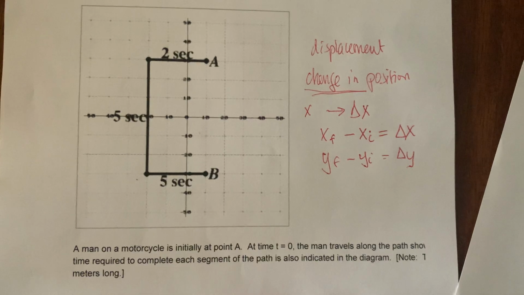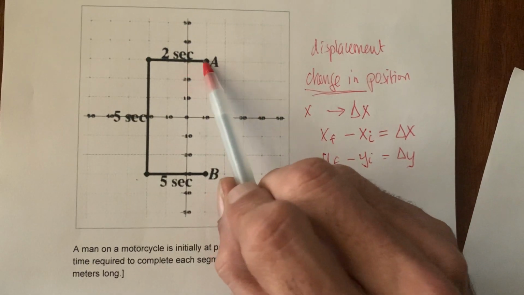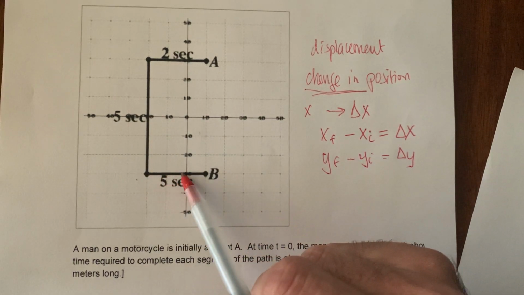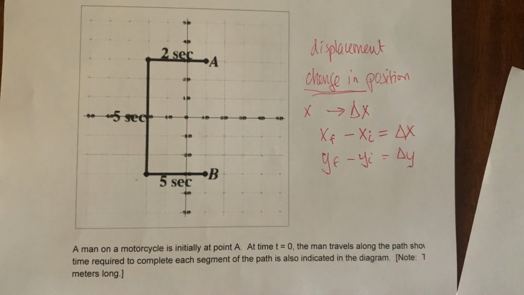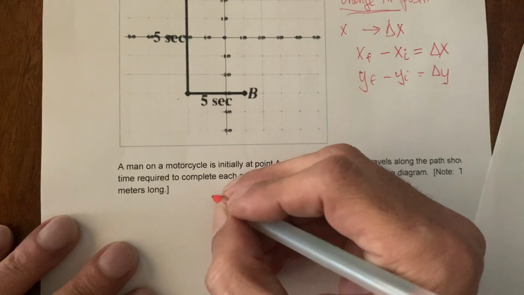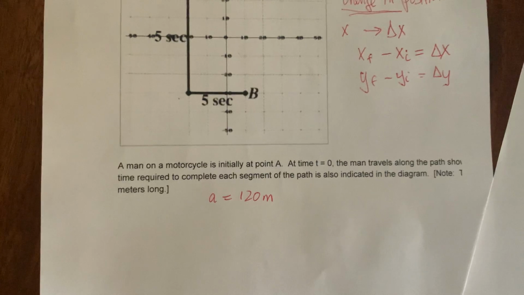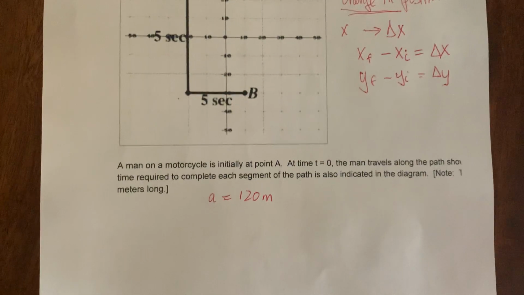Now, our first question is, what distance does the man travel going from point A to B? That's really simple, right? 10 meters, so 10, 20, 30, 40, 50, 60, 70, 80, 90, 100, 110, 120. So 120 meters. That's your answer to part A. They're asking for the distance, not the displacement, just the total distance that he traveled. You just add them up.